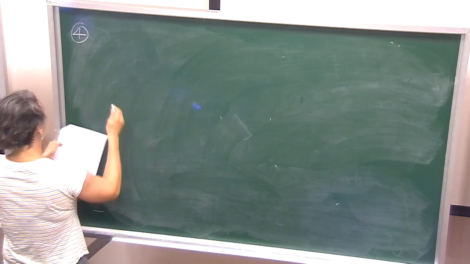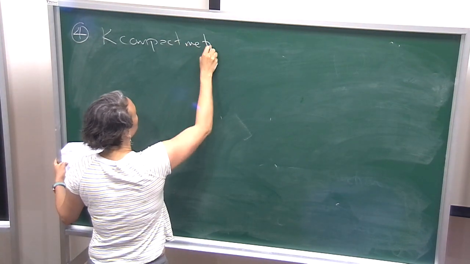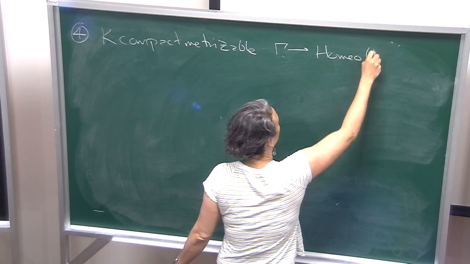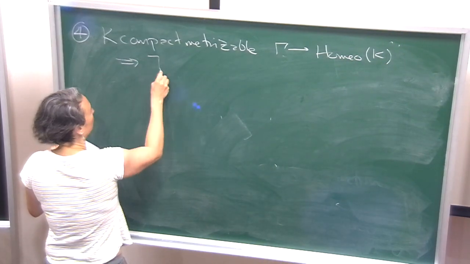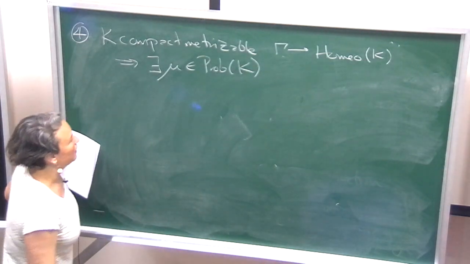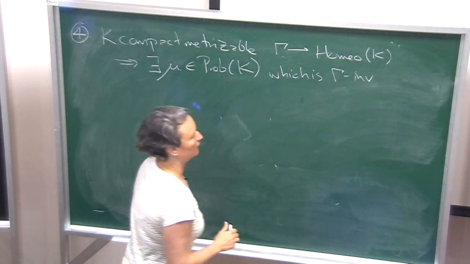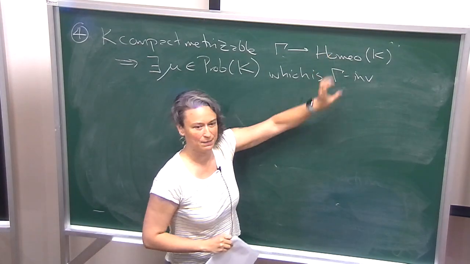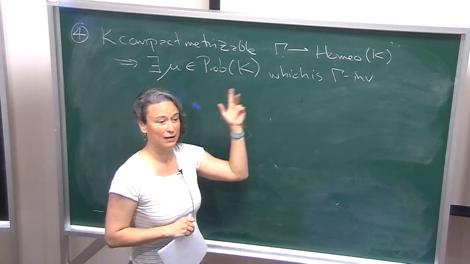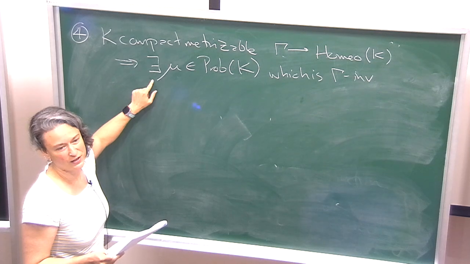So 4, K compact metrizable, and you have gamma acting by homeomorphisms on K. Then there exists mu, a probability measure on K, which is gamma invariant. What does gamma invariant mean? Well, gamma is acting by homeomorphisms on K. It maps sets in K to sets in K. So when I precompose that with a gamma element, I don't change the measure. And this is actually going to be the key definition that we're going to be using today.